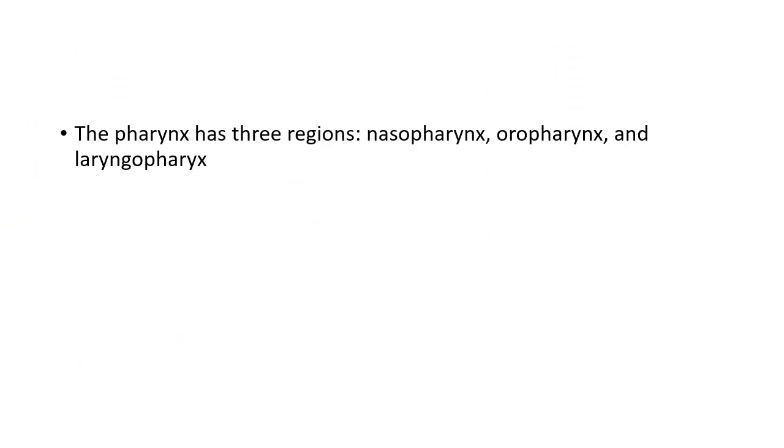Let's now go into the pharynx or the throat. The pharynx has three regions: the nasopharynx, which is posterior to the nasal cavity, the oropharynx, which is posterior to the oral or mouth cavity, and the laryngopharynx, which is posterior to the larynx.